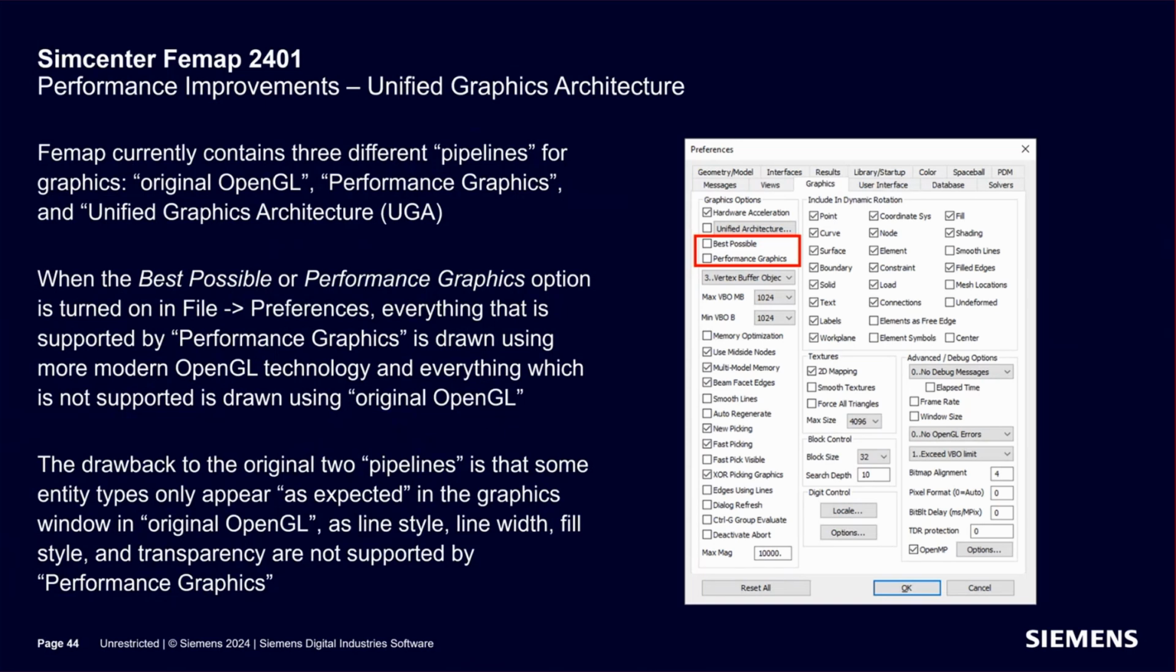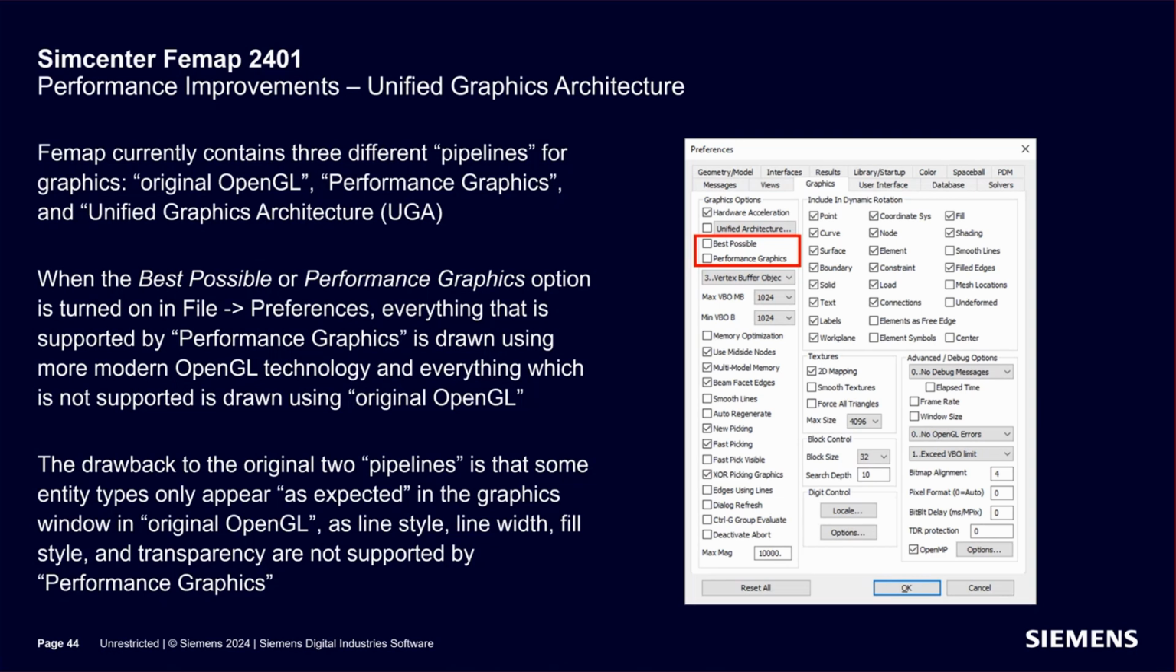A very big thing here is the unified graphics architecture. This is where we're moving to. Right now, Femap has 3 different pipelines: original OpenGL, performance graphics, and now our new UGA. If anybody's been using Femap for a while, you've turned on best possible or performance graphics, or had to turn it off to see something. We've maintained these 2 different pipelines for a long time.